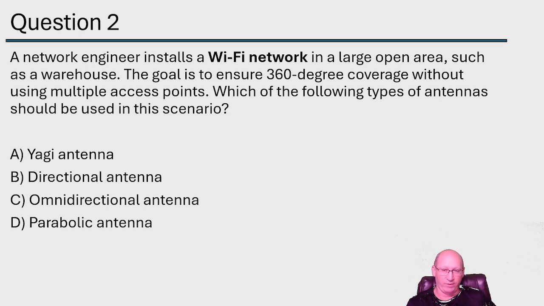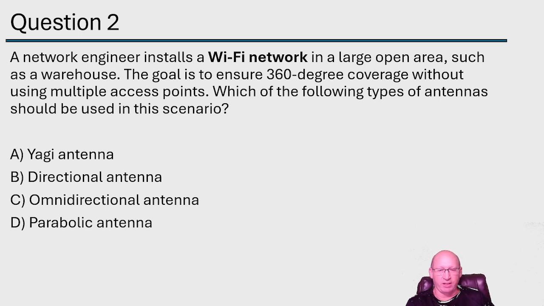But let's answer this one, of course, if you need more time. Pause that video. A network engineer installs a Wi-Fi network in a large open area, such as a warehouse. The goal is to ensure 360-degree coverage without using multiple access points. Which of the following types of antennas should be used in this scenario?